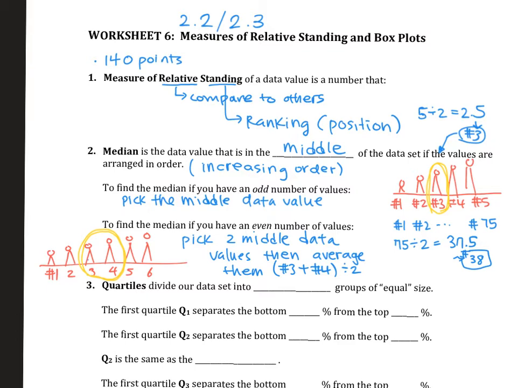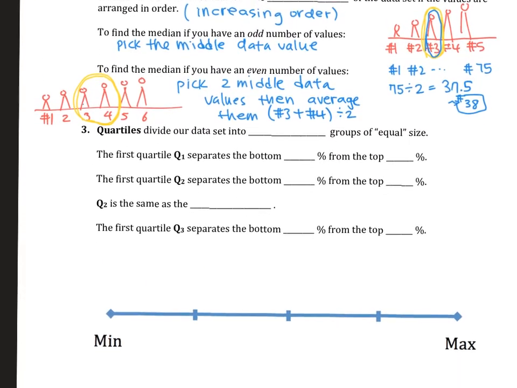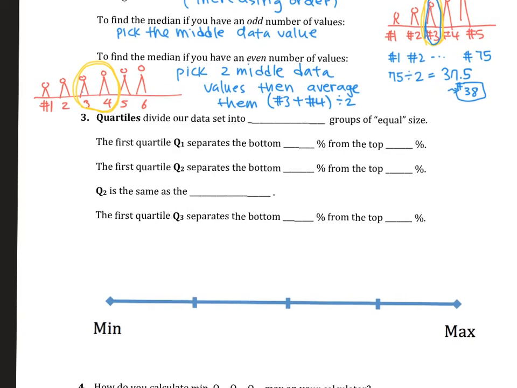If I'm the median person right here, basically I'm right in the middle. That means half of the data set is shorter than me and half of the data set is taller than me or larger than me. So the median is when we divide our data set into two portions, like half.